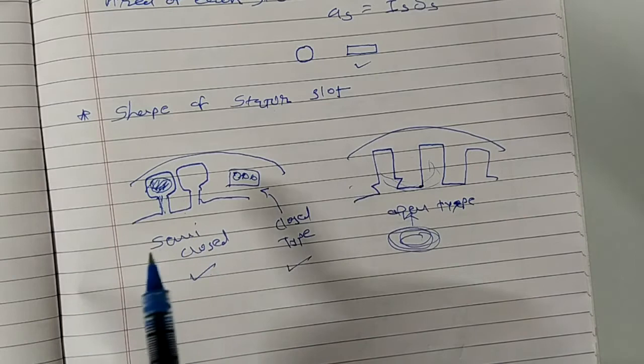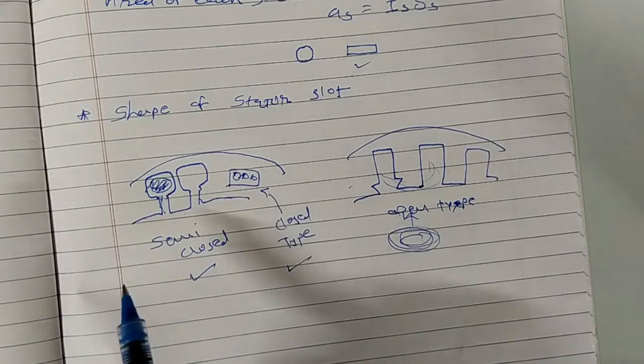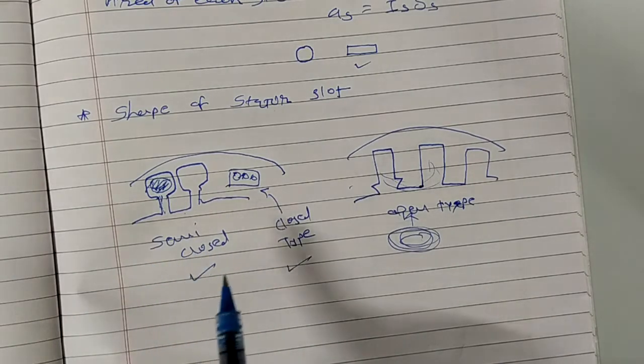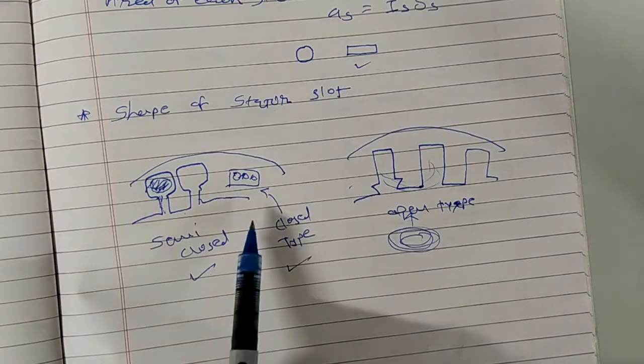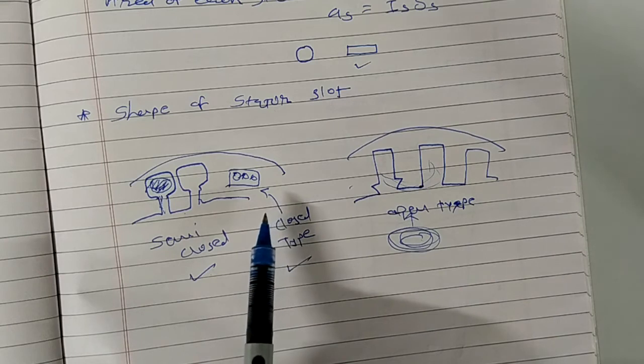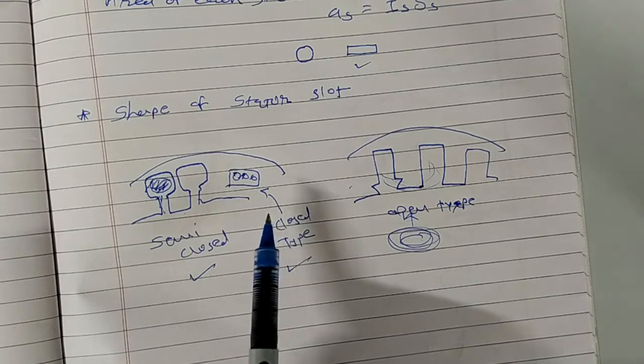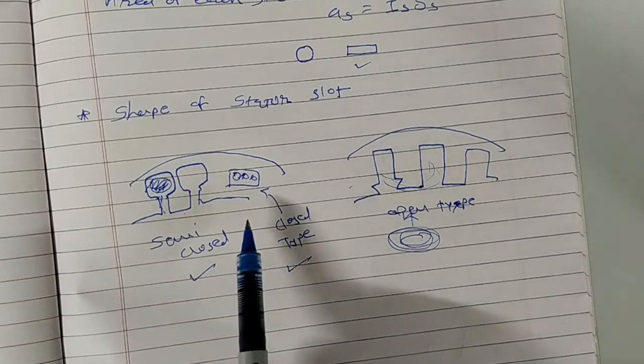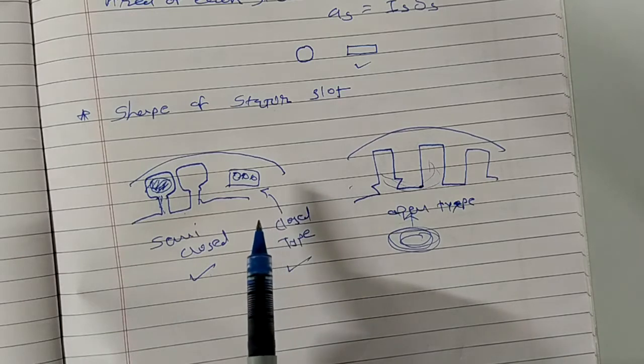So in semi enclosed type of slot, the coils must be taped and insulated after they are placed inside the slot, and semi closed type of slots are usually preferred for induction motor because it can give a small value of magnetizing current and less tooth pulsation loss. So we will see what is tooth pulsation loss.